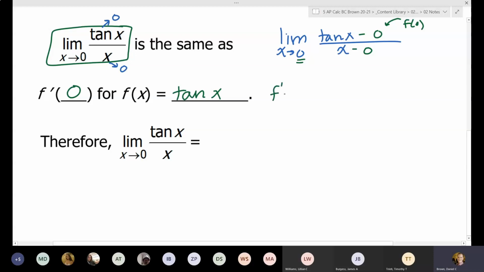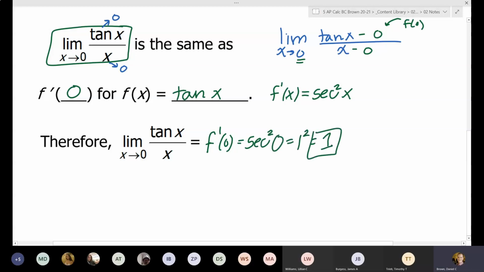We know the derivative, this is one of our rules. F prime is secant squared of x. Again, this limit expression is the same thing as f prime of 0. Well, f prime of 0 would be the same thing in this case as secant squared of 0, or 1 squared, equal to 1. So again, we can evaluate these limits using derivatives when we recognize it as the alternate definition of the derivative. Questions?